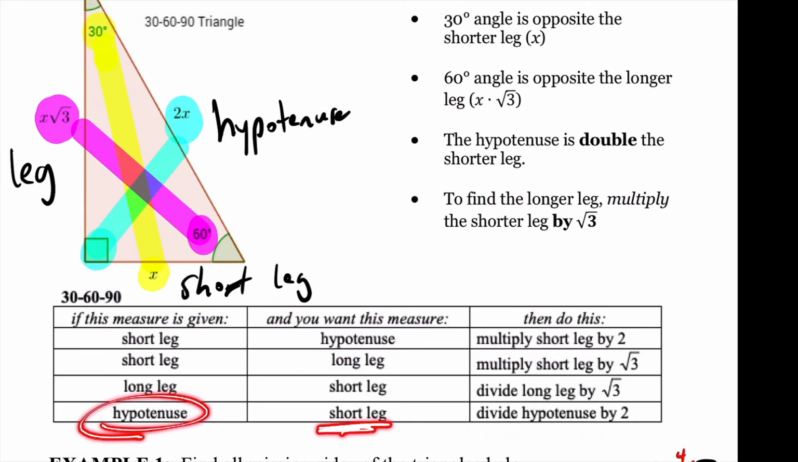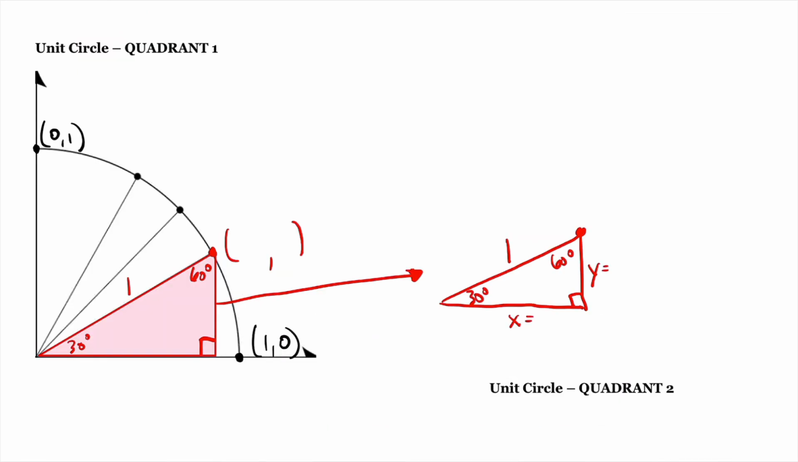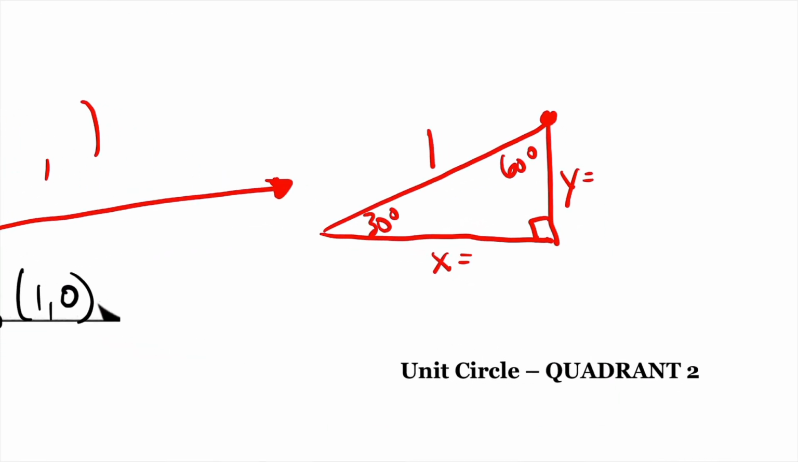So to find a short leg, I need to divide the hypotenuse by two. So what is our hypotenuse again? So what is 1 divided by 2? 1/2. So which one is going to be 1/2? X or Y?